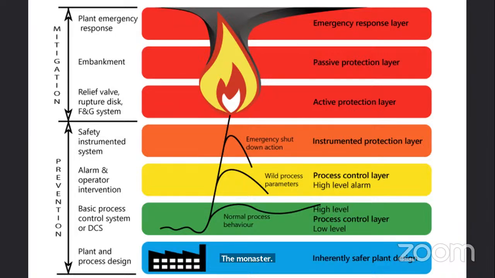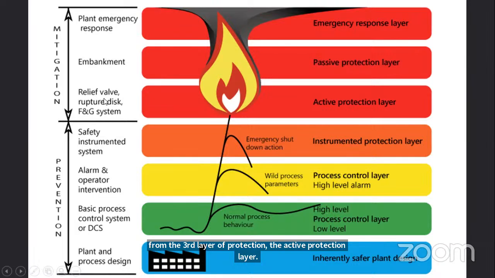But it is not the end. You have to control and mitigate this monster from destroying your plant. How can you do that? By mitigation actions, by mitigation layers, starting from the third layer of protection, the active protection layer. What is the active protection layer?